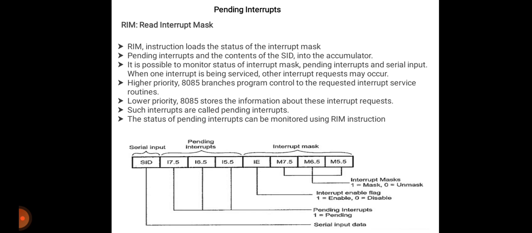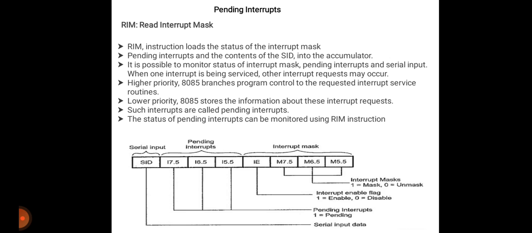The next one is pending interrupts, in which we will see RIM, that is read interrupt mask. The read interrupt mask RIM instruction loads the status of the interrupt mask, the pending interrupts and the contents of the serial input data line SID into the accumulator. Then it is possible to monitor the status of the interrupt mask, that is pending interrupts, and serial input.